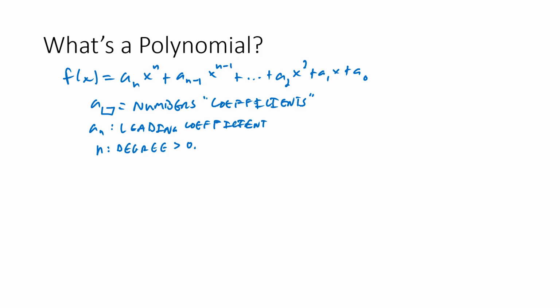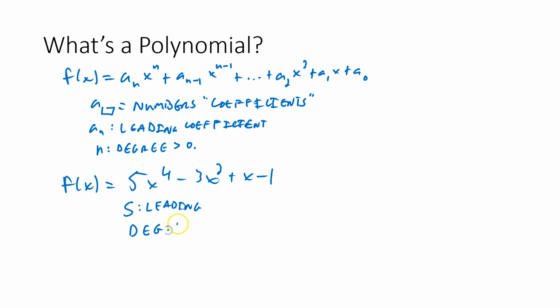So let's take a look at some examples of something we could have for a polynomial. For example, f of x equals 5x to the fourth minus 3x squared plus, I don't know, x minus 1, something like that. So notice we don't have an x cubed term, but you don't have to have that. You just have to have some of these things have a number. So 5x to the fourth, that 5 would be our leading coefficient. And in this case, our degree would be 4.